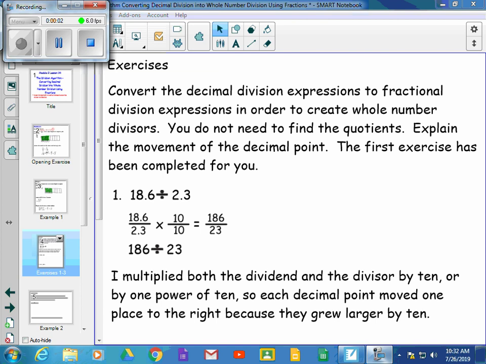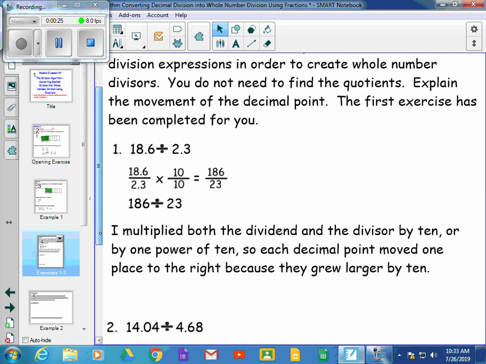Let's go to exercise 1 through 3. The directions tell us to convert the decimal division expressions to fractional division expressions in order to create whole number divisors. You do not need to find the quotients. Explain the movement of the decimal point. The first exercise has been completed for you.